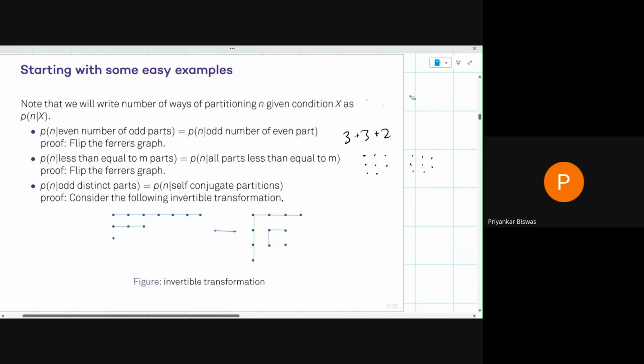Say we have 8, and we are partitioning it into an even number of odd parts. So it is 3 plus 5. So here we'll get the Ferrers graph like this. And if you flip the Ferrers graph, this would be like this. So here you can see we get one partition from this side, a partition into an odd number of even parts.